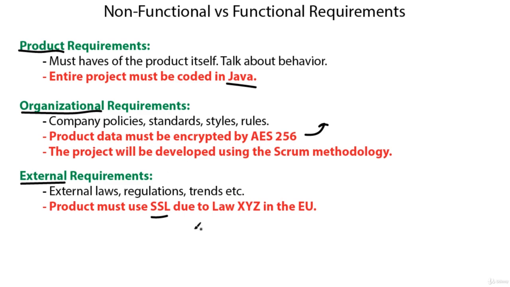There might also be certain trends. Maybe there's a certain security trend or a certain trend like the web page must be able to load within 2 seconds. A lot of people will actually leave web pages if they don't load within 2 seconds, if it doesn't show something. That's not exactly a law or regulation, but that's a trend. That's something we should follow. That's something that should be implemented into our program if we want it to be competitive in the marketplace. So we could put that down here in external requirements as well. But that is the last classification of requirements here.